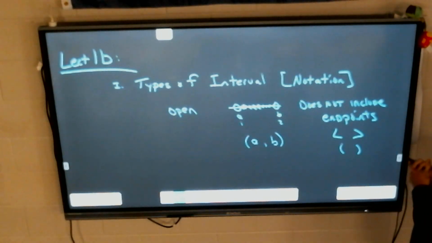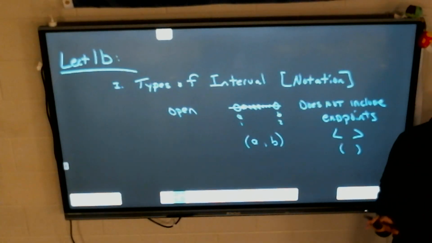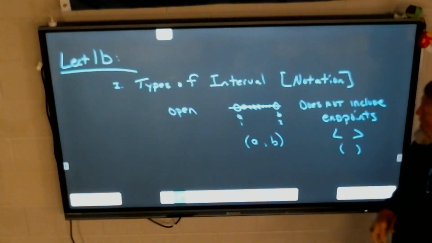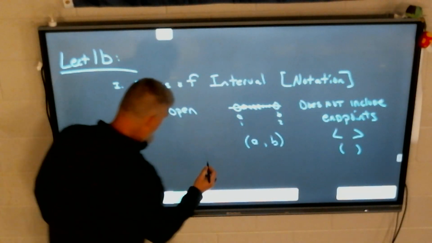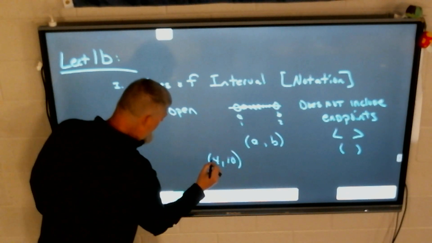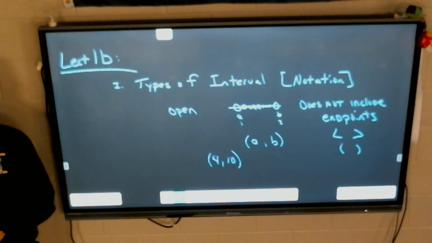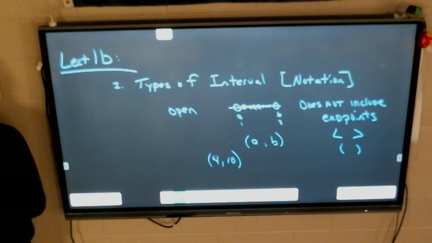So with an open interval, all it means is A and B are not part of the answer. It's not part of the solution set. So if I give you an interval, let's say 4, 10. Is 6 a solution? Yes. Is 11 a solution? No. 10? No. 9.9993? Yes. Absolutely. Anything between the two is a solution. Anything but the actual endpoint numbers.